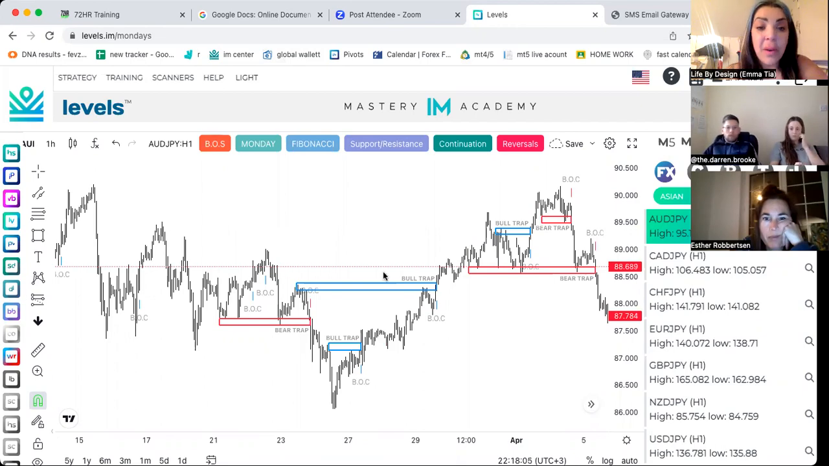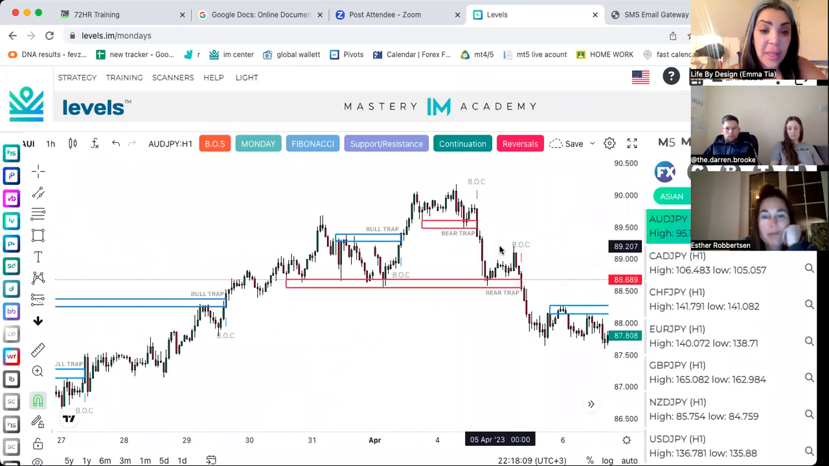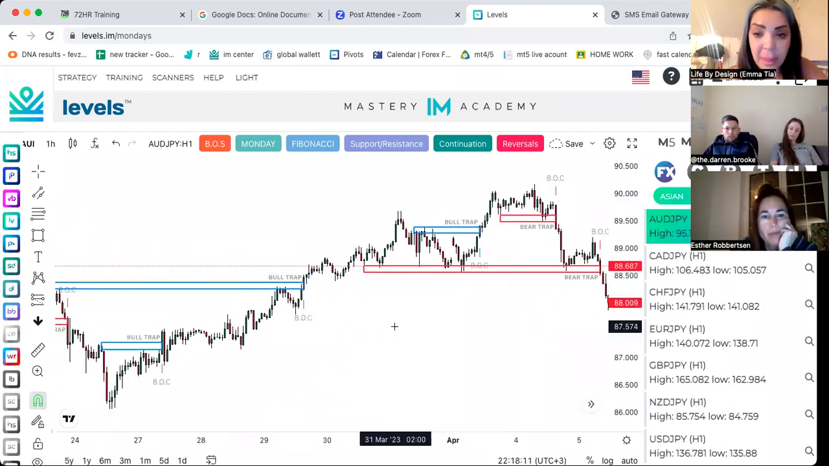Is it like the Fibonacci? Yes, it's very similar to the Fibonacci. Yes, it is. You can use a Fibonacci tool if you wish as well.